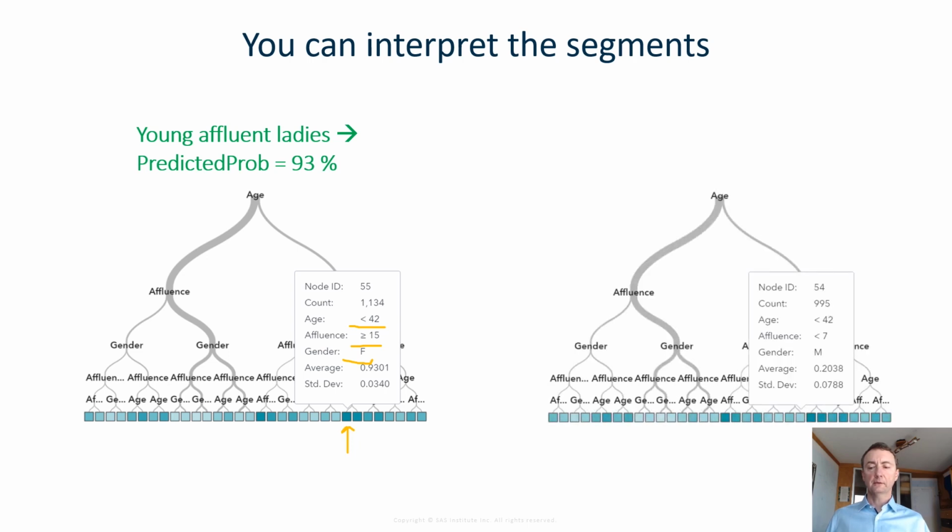We might have other groups like men who are not that affluent. They only have a predicted probability of 20%. So they are typically in our data a group which does not have such a high probability to respond compared to the young affluent ladies, as we saw before, who have a probability of responding of 93%.